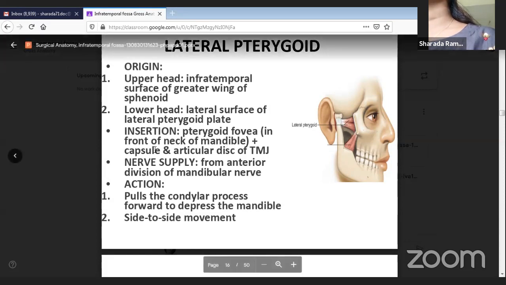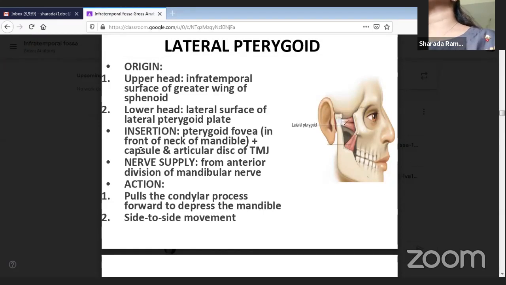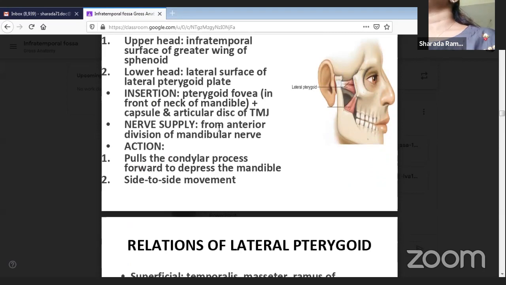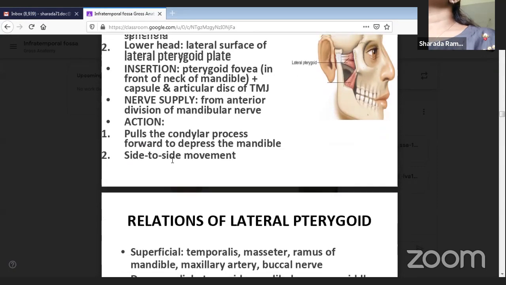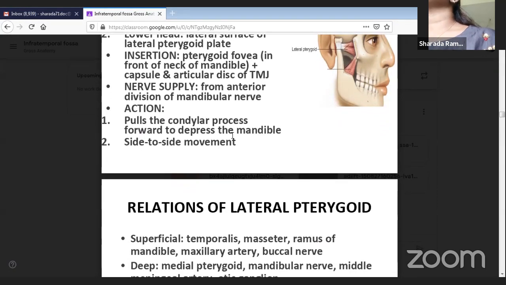Of course, also the capsule and the articular disc of the temporomandibular joint. This is very important because this is the one which actually brings in the action of depression of the mandible. Nerve supply, it is going to come from the mandibular nerve, of course. And you're going to have the depression.